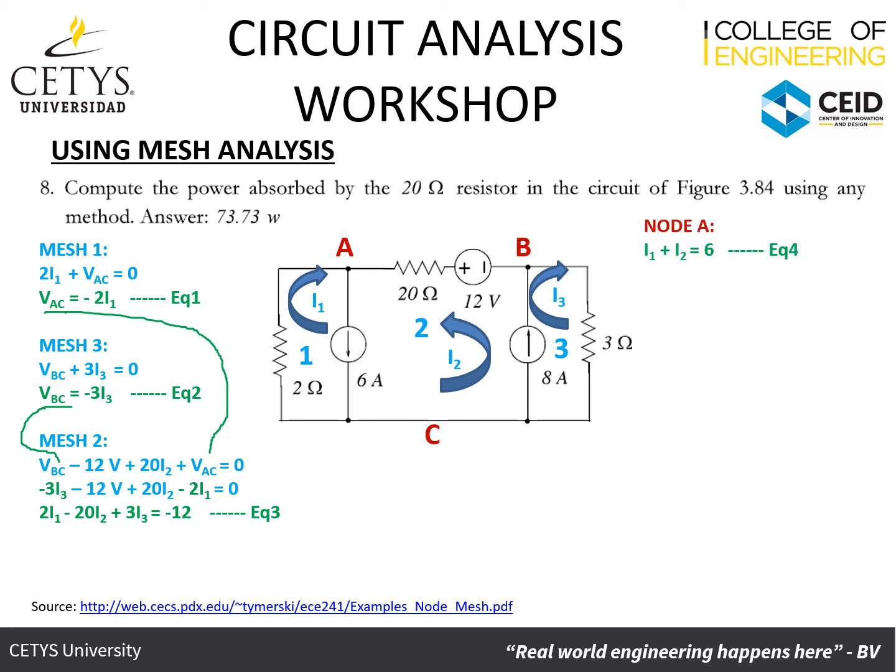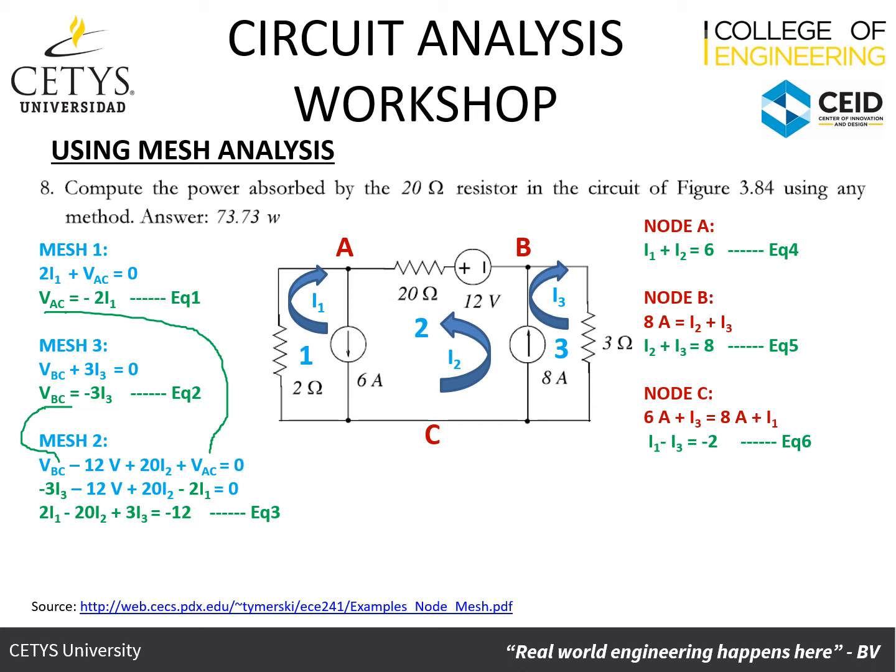Now from the nodes, we had I1 plus I2 equals 6. We're going to leave that as it is and call it equation 4. For node 2, we had 8 amps equals I2 plus I3. We're just going to flip that one, and that's going to be I2 plus I3 equals 8. We're going to call that equation 5. For node C, just because we've got that expression there, we're going to reorganize that one. So it's going to be I1 minus I3 equals minus 2. That's going to be equation 6.